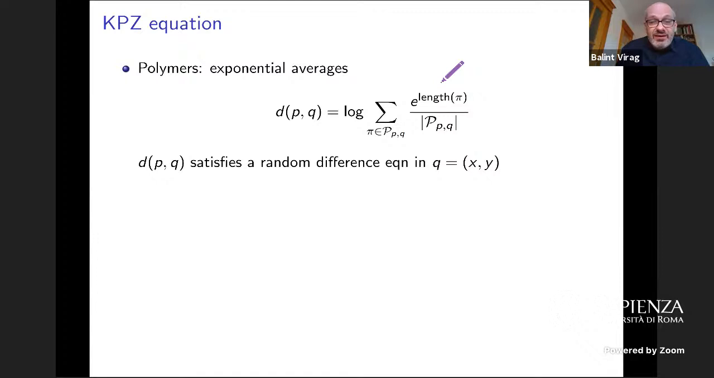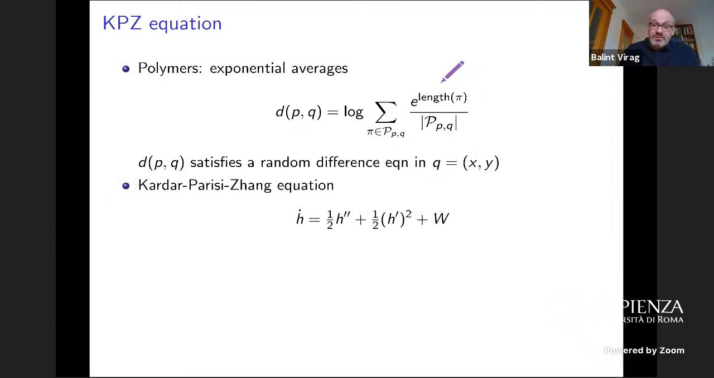So remember that polymers are exponential averages of length. And this distance that you get this way from polymers is called the free energy, and it satisfies a random difference equation in Q, right? So if you know Q to some distance, then you can evolve Q according to some random difference equation. Now you can take a limit of this random difference equation, and it becomes a stochastic PDE, which is called the Kardar-Parisi-Zhang equation. It's an equation that describes continuum polymers. These are polymers that are Brownian motion based and they're weighted by white noise. So that's the KPZ equation.